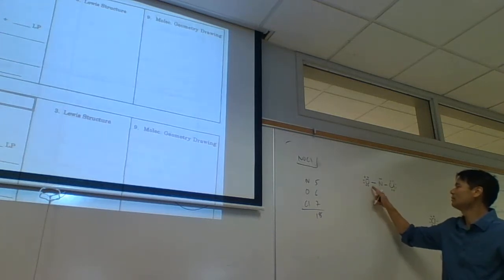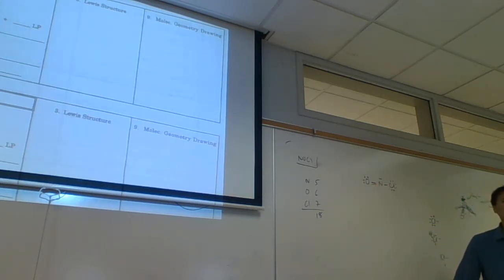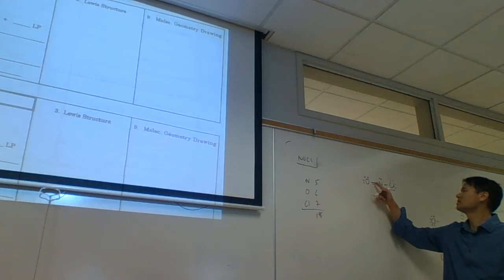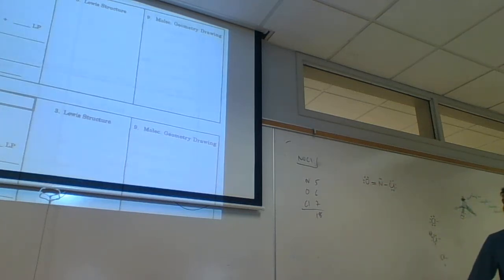So what we'll do is we'll take 1 pair from oxygen and make a bond here. Now does everything have an octet? Yeah. Okay, so this looks okay. 2, 4, 6, 8, 10, 12, 14, 16, 18. Next, we ask this. What are the formal charges?